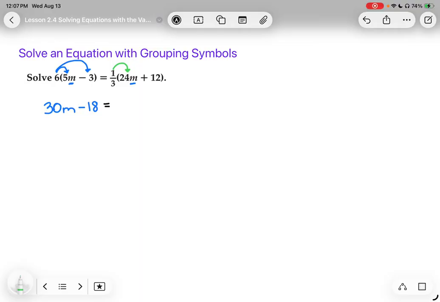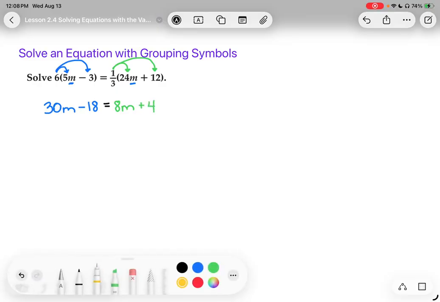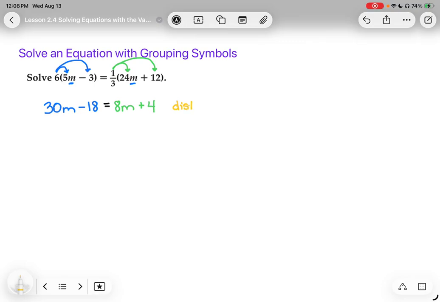Now, there's no reason to panic and bust out the calculator for multiplying by 1/3. Multiplying by 1/3 is the same thing as dividing by 3. So when we say 1/3 multiplied by 24, we are also asking 24 divided by 3, which is just 8. So 8m. And then 1/3 times 12 just means 12 divided by 3, which is 4. Okay, and so that is the result after doing the distributive property.